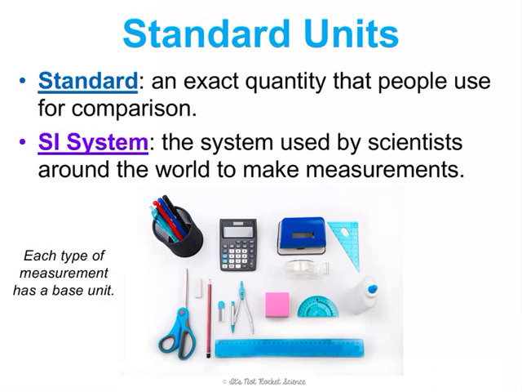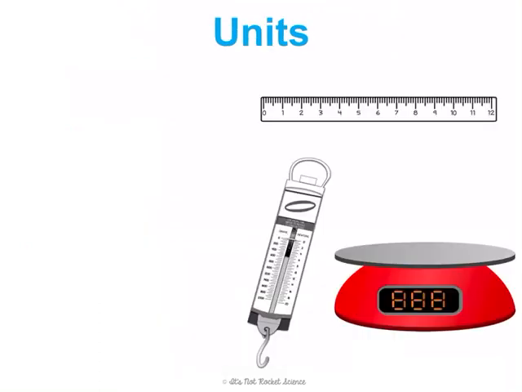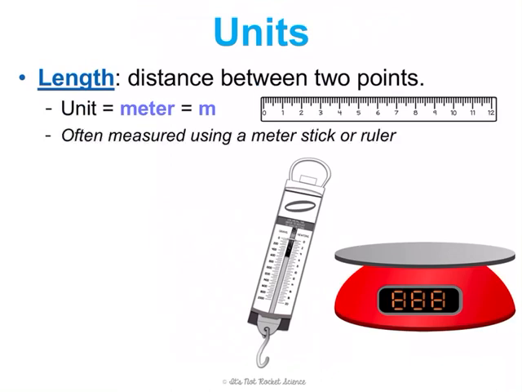Right, so each type of measurement has a base unit, and prefixes are used with base units that are based on multiples of 10. Right, so we're going to talk about units first for length. So length is the distance between any 2 points. Right, and the standard unit for length is the meter. Right, we typically use a meter stick or a ruler.